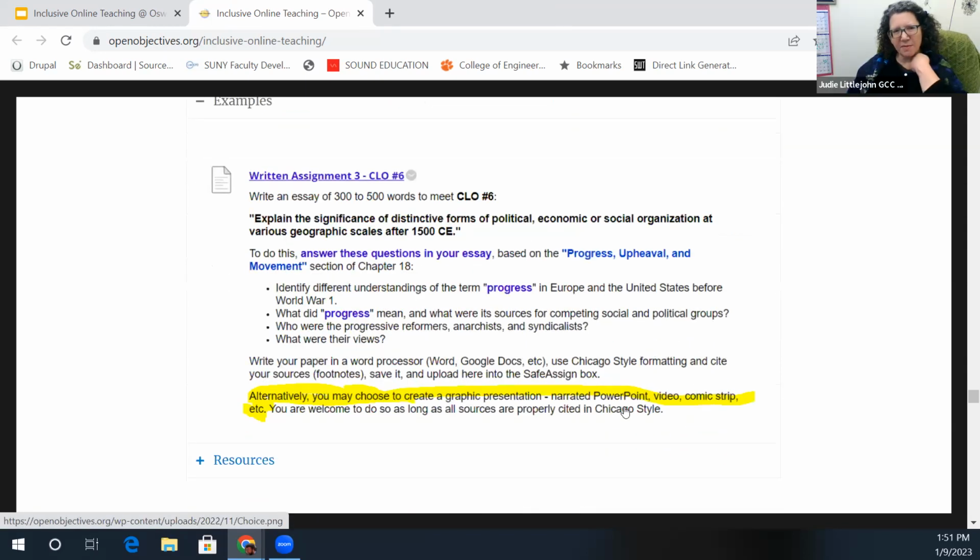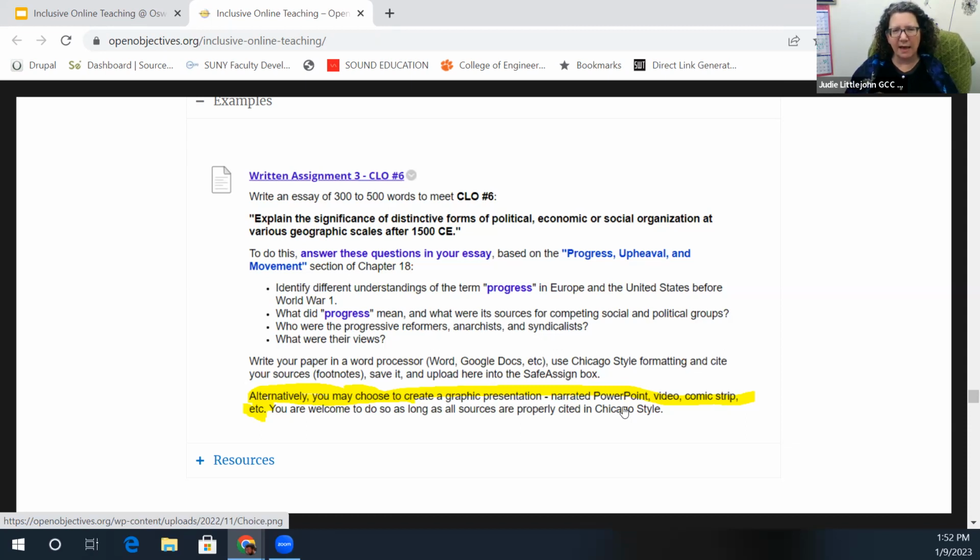Our example here is more of a multiple means of expression, providing different ways for your students to demonstrate their learning. I have a typical writing assignment, but then the students can create a graphic representation, a narrated PowerPoint, or a comic strip. What they do with this is meet the specific learning outcome, explain the significance of distinctive terms. You can see it up at the top. But they can meet that same learning outcome in all these other ways.